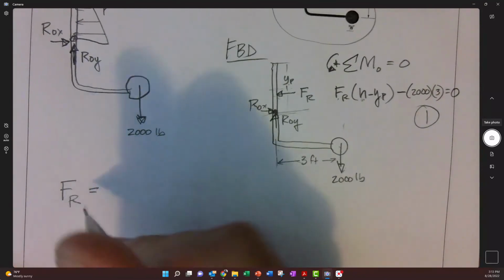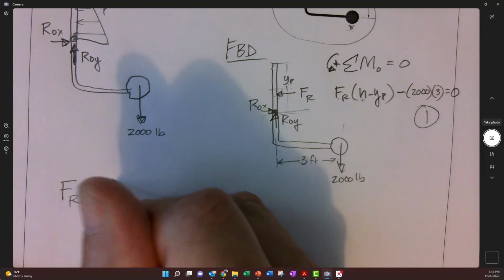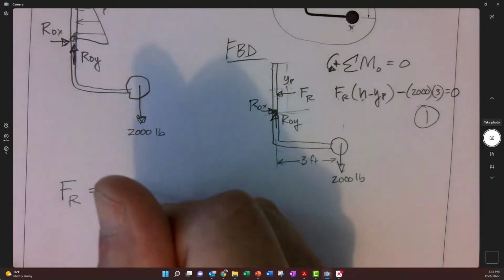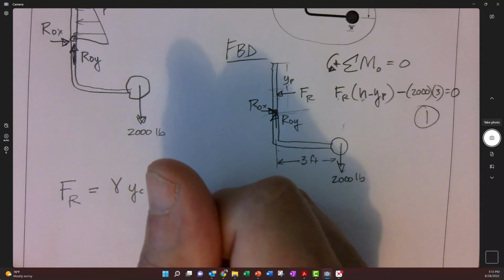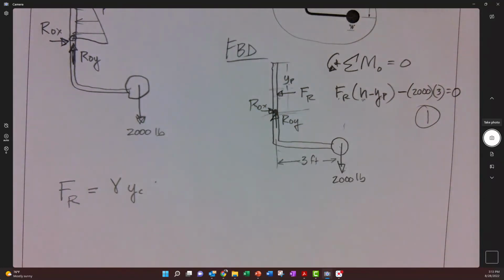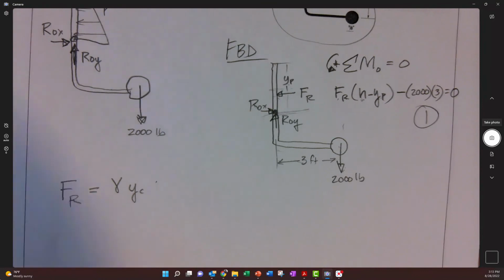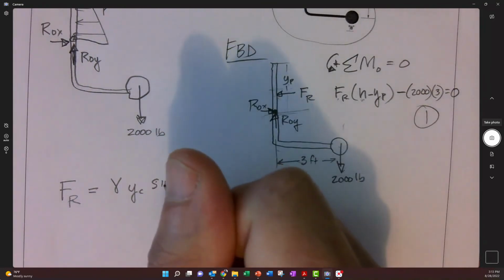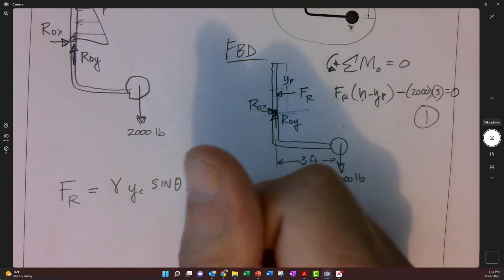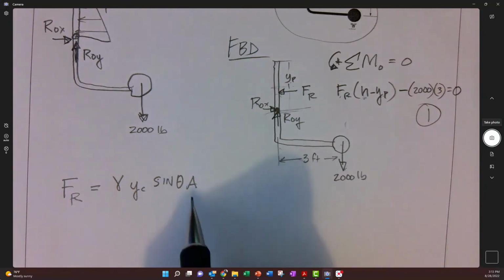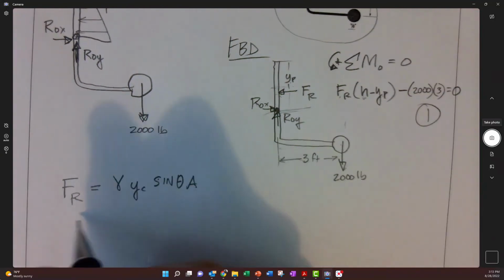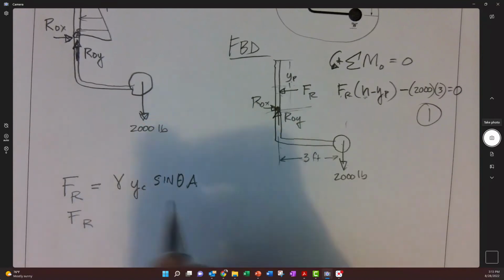So remember what we said. We said gamma YC times, let me double check, I said the sine, right? Sure did. Sine of theta times A, right? So that's the area of the thing. So FR is going to be equal.